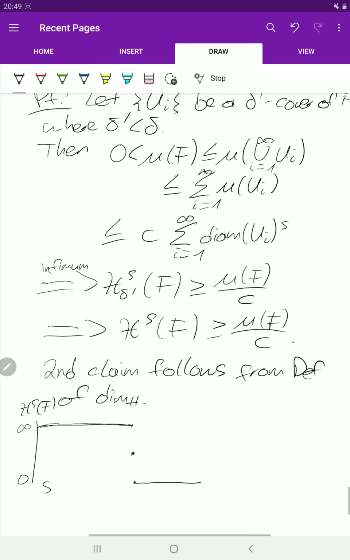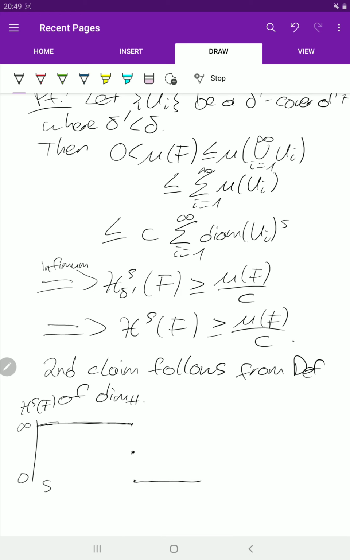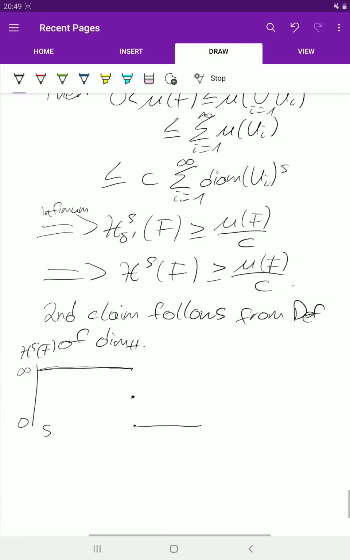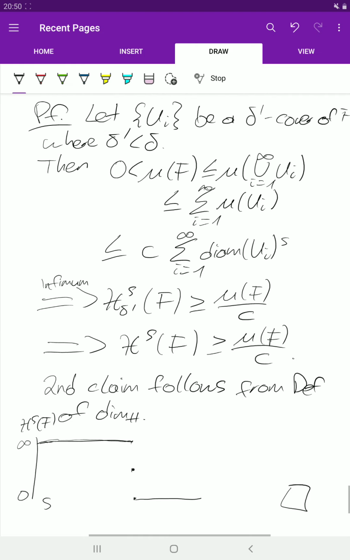Yeah, that s is at most the Hausdorff dimension. Right, sorry, I got confused, but no. So that's it. Okay, and now we have the mass distribution principle, and now we can go on proving the lower bound using this mass distribution principle.